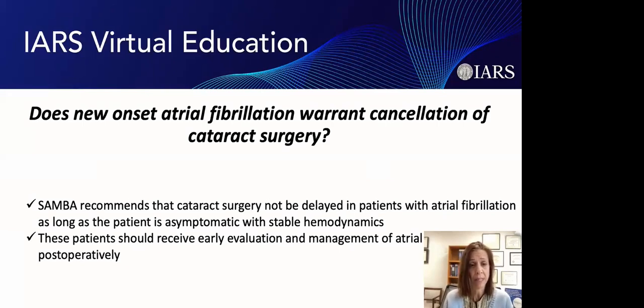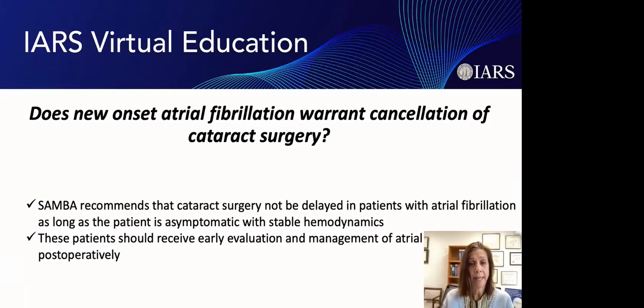UpToDate has published a guideline written by electrophysiologists, which states that patients with newly discovered atrial fibrillation on the day of surgery, undergoing very minor procedures, typically with just simple sedation, can proceed with that surgery and be followed up as an outpatient. So SAMBA recommends that we align ourselves with that guideline, and that as long as patients are asymptomatic and with stable hemodynamics, they can proceed with their cataract surgery and then simply be followed up as an outpatient.